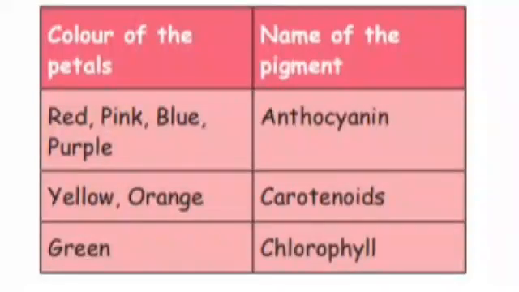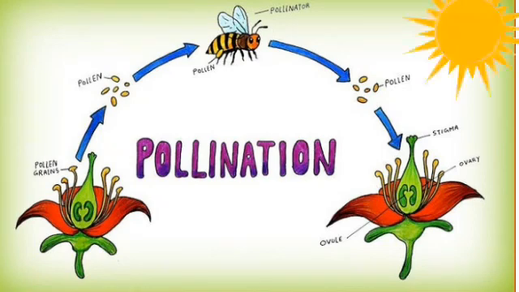The following table gives the names of the pigments present in petals. See the table. Color of the petals, name of the pigments: red, pink, blue, purple, anthocyanin; yellow, orange, carotenoids; green, chlorophyll. Next we study about pollination.